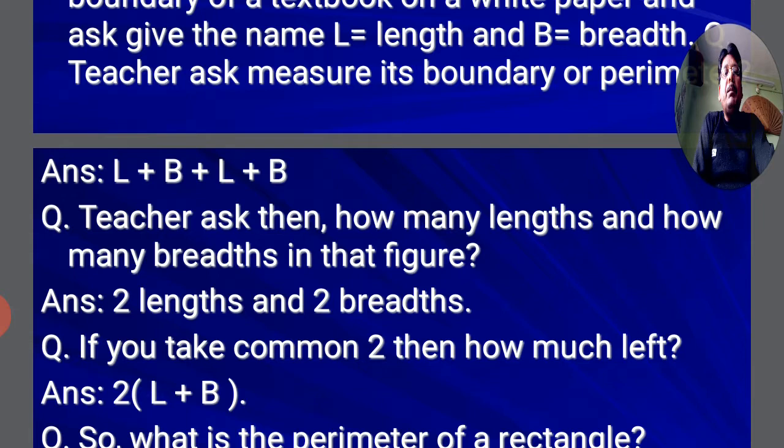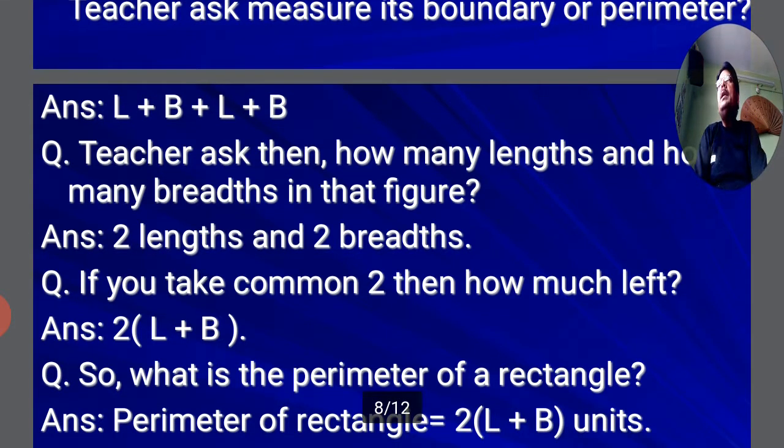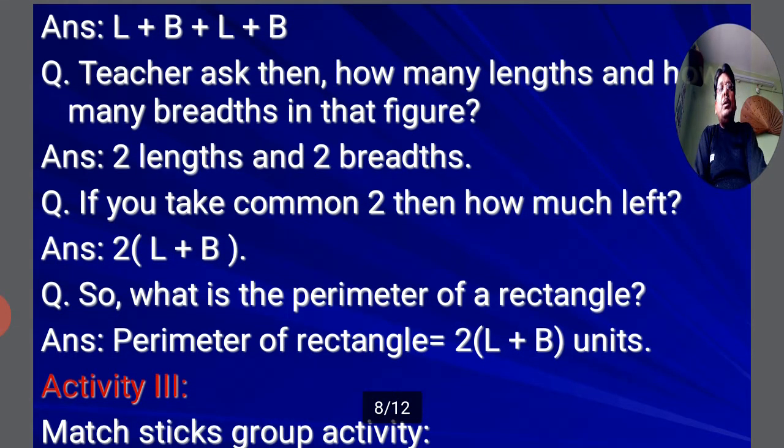The answer came from the children: sir or madam, 2 common, within the bracket L plus B. So again the teacher asks, and gives the information. So what is the perimeter of the rectangle? Teacher asks, what is the perimeter of the rectangle?